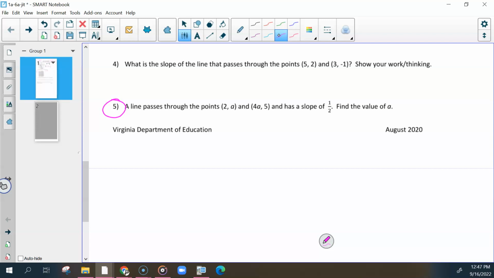We know the formula for our slope is y2 minus y1 over x2 minus x1. So I'm going to label these. And I'm going to set it up in that same format. So this would be 5 minus a over 4a minus 2, and these should be 2s, not 1s, equals 1/2, because that is our slope. Because we have to figure out what a would be, this has now become an equation, a proportion, where we have fractions that equal fractions. So we have to cross multiply.